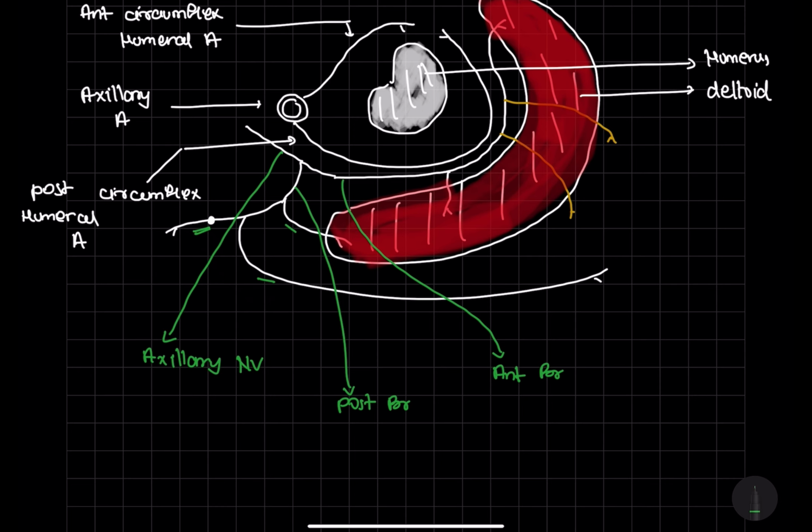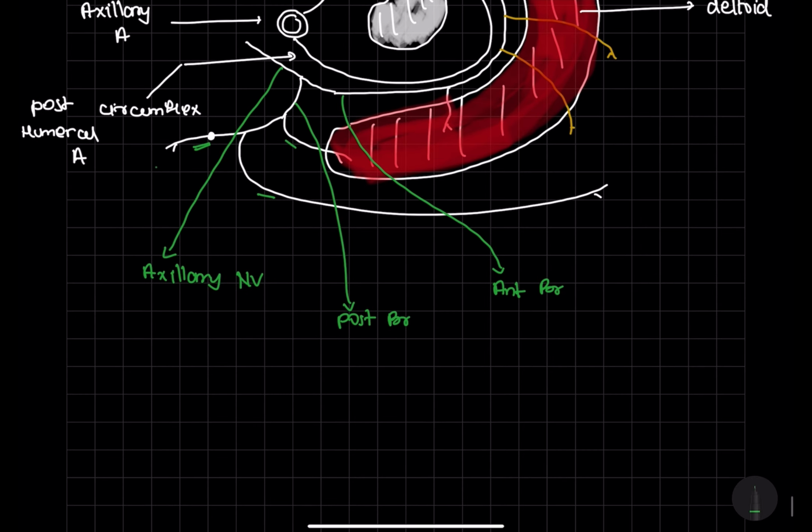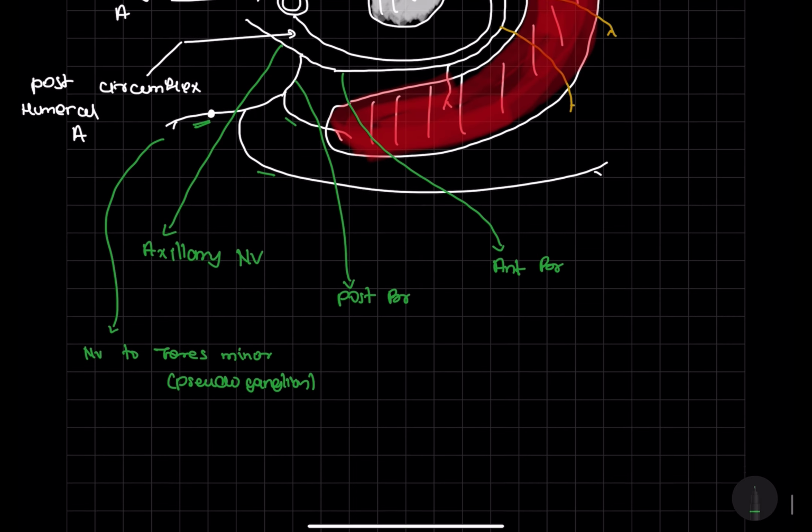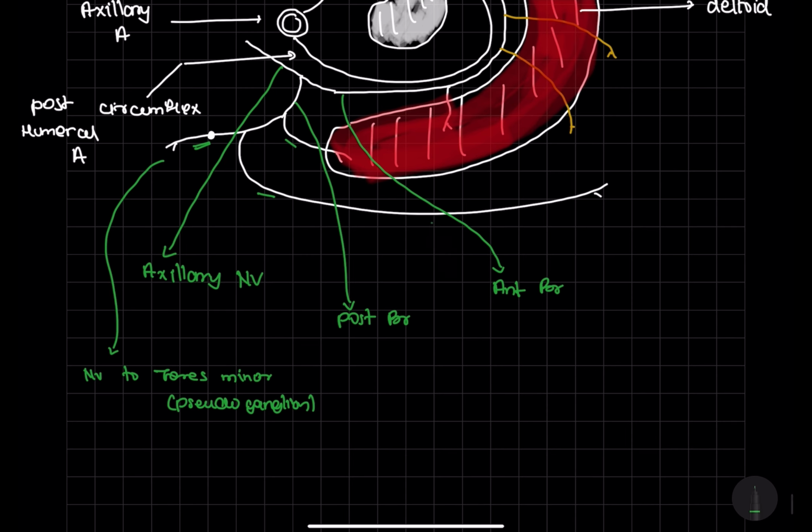Now one branch has a pseudoganglion in it, so that would be your nerve to teres minor. Remember this fact that it has a pseudoganglion in it, because they will ask you this question if you are giving some exam on upper limb. They will ask which nerve ends in a pseudoganglion, or which nerve has a pseudoganglion in it, because it is a fact-based question. So this is your nerve to teres minor, and here we also have the upper lateral cutaneous nerve of the arm.